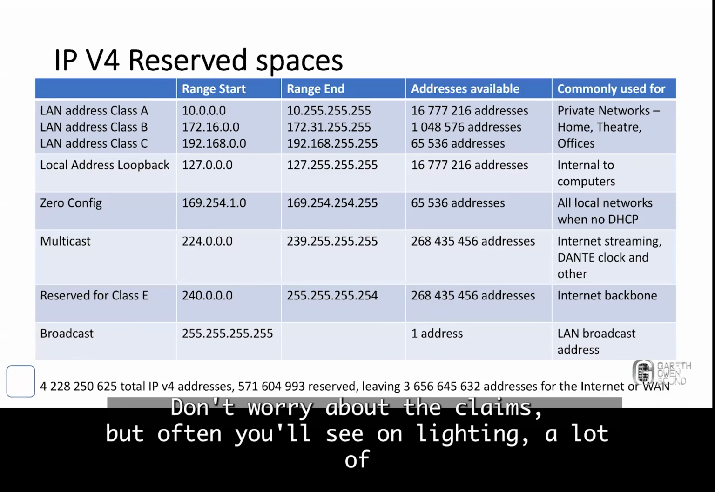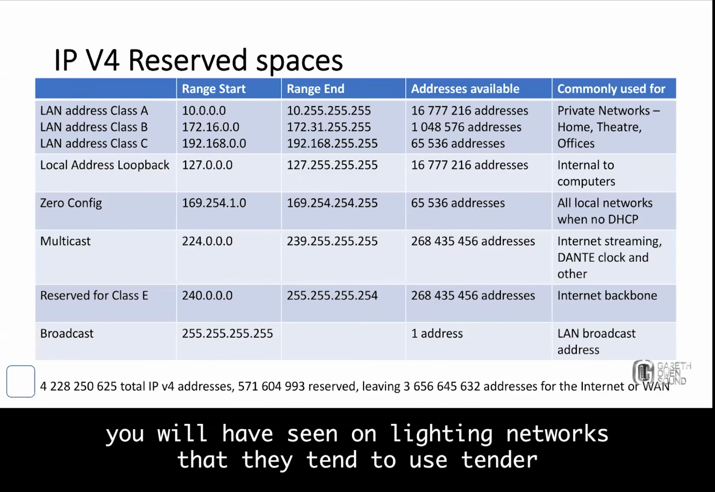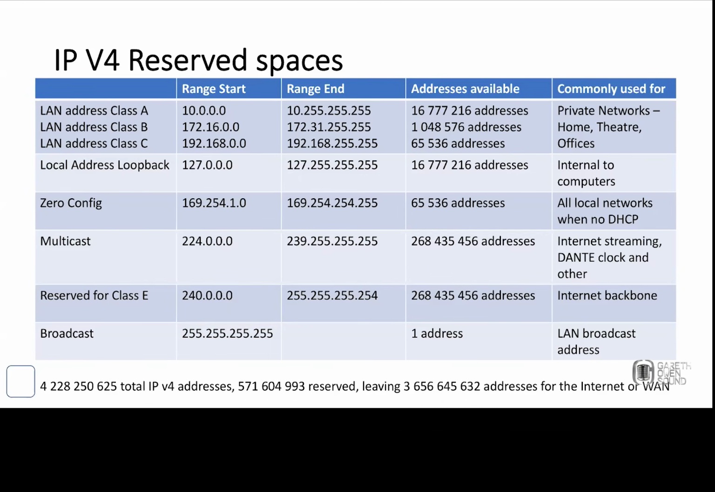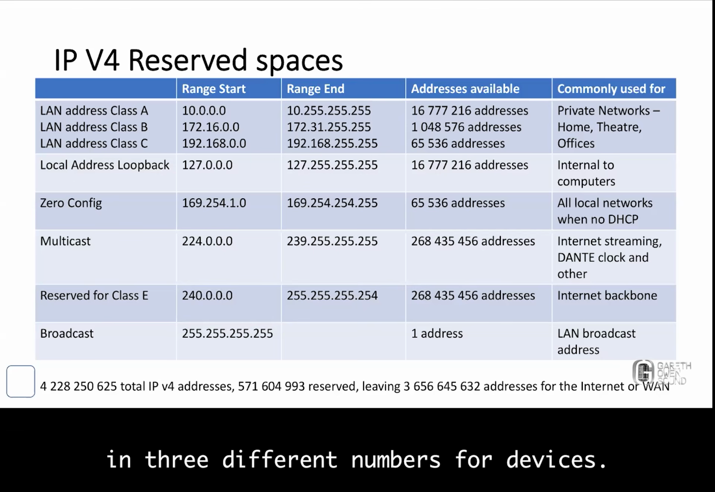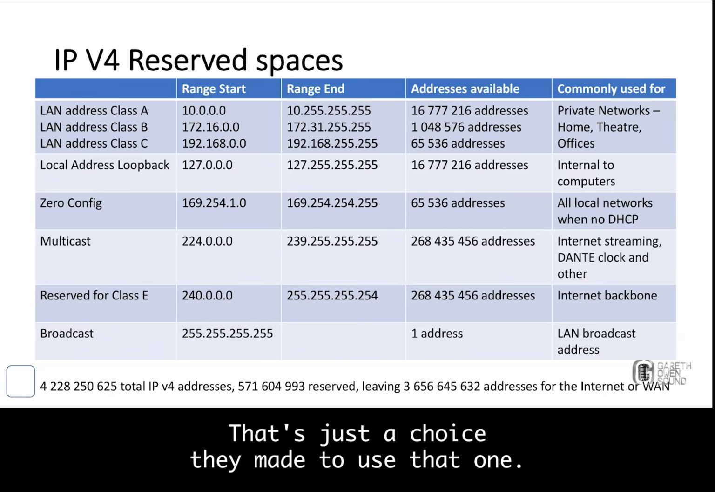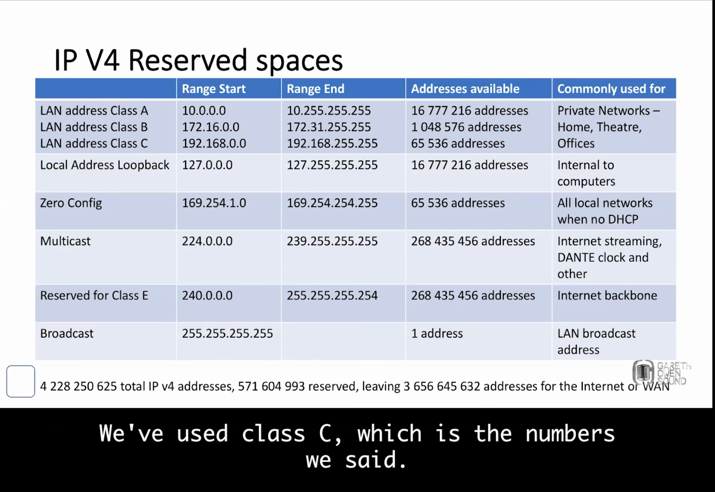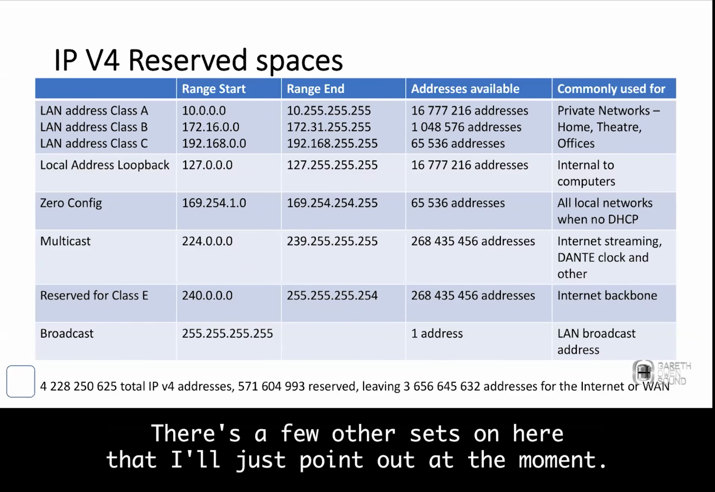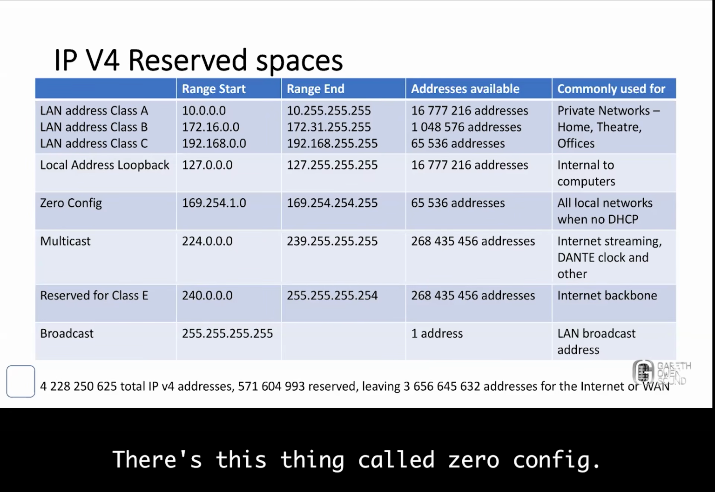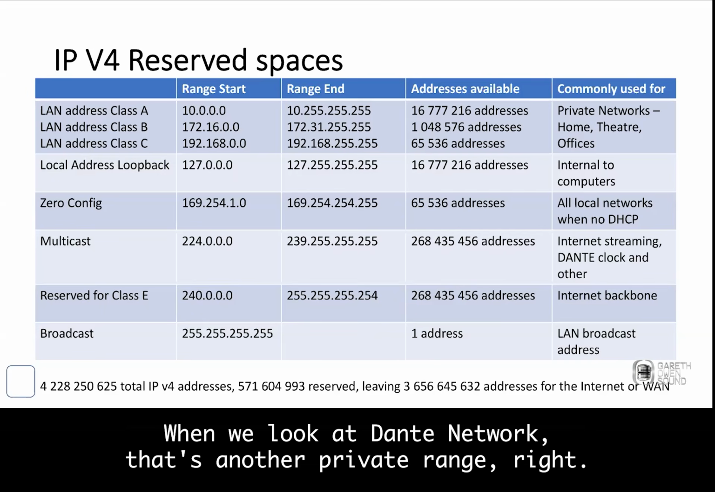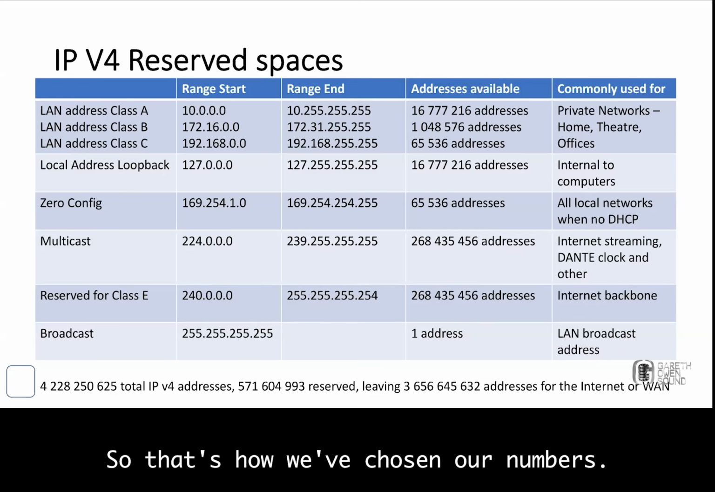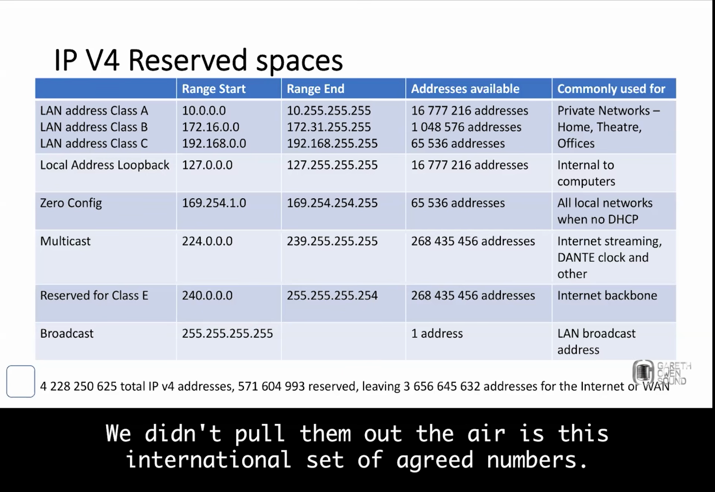Don't worry about the classes, but a lot of you will have seen on lighting networks that they tend to use 10 dot as their addresses, with 10 dot and three different numbers for their devices. That's just a choice they made to use that range. We've used Class C, which is the numbers we already said. There's a few other sets on here that I'll just point out for the moment. There's this thing called zero config. Anyone who's done Dante work will have seen 169.254. We'll come on to that when we look at Dante networks. That's another private range of IP addresses. So that's how we've chosen our numbers. We didn't pull them out of the air. There's this international set of agreed numbers.